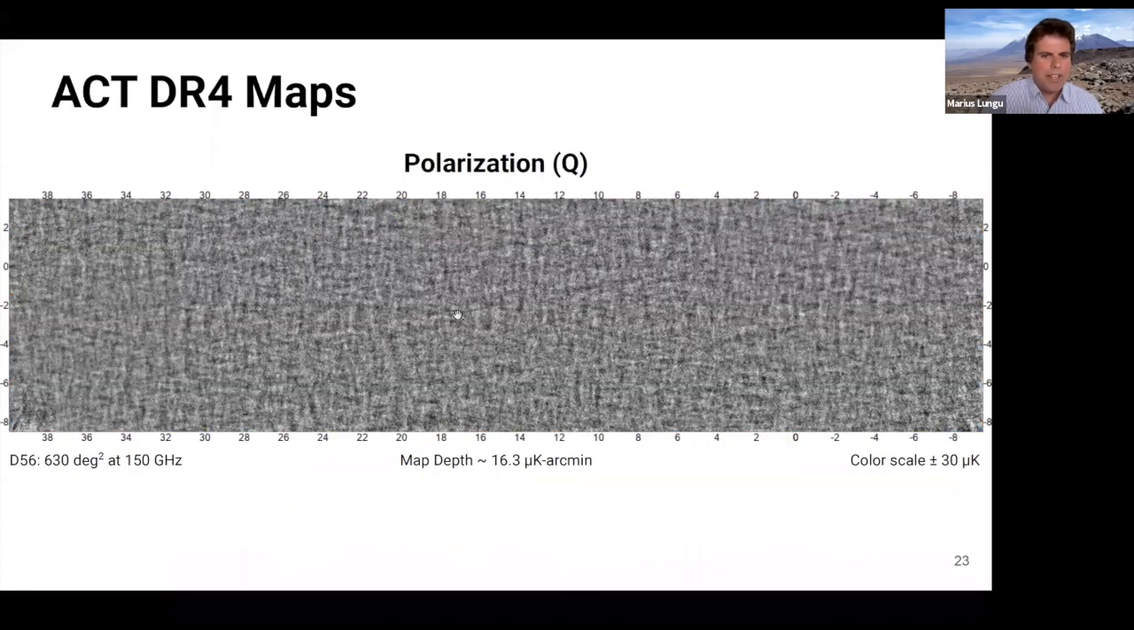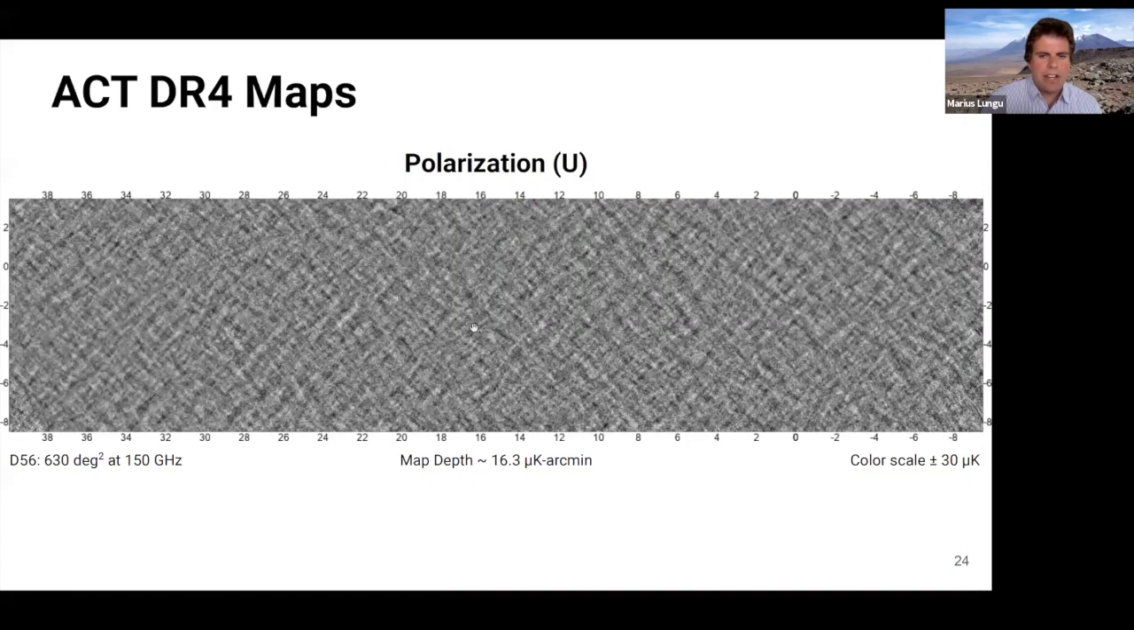We also have polarization measurements that are quite good. Here, at a map depth of 16.3 microkelvin arcminutes for the same field, you can see the typical cross and X-shaped features that are typical of E-mode polarization in our map. So these are signal dominated maps. The color scale is roughly plus or minus 30 microkelvin.